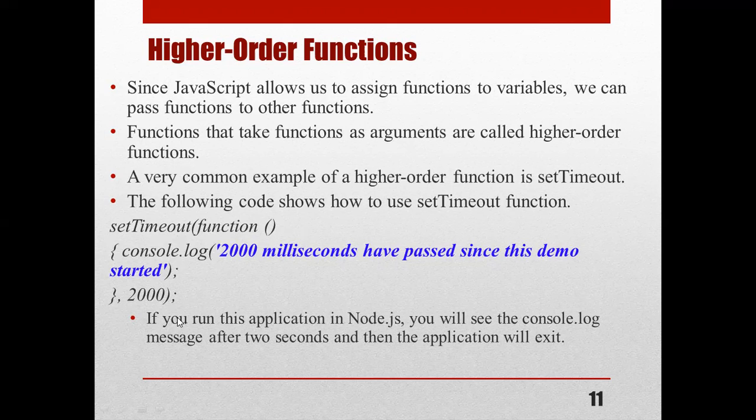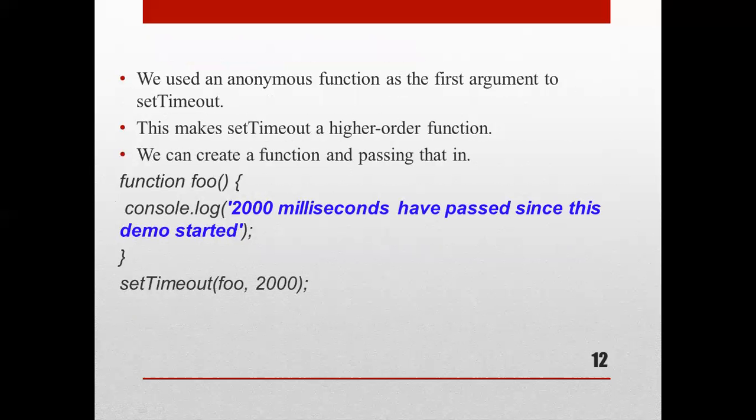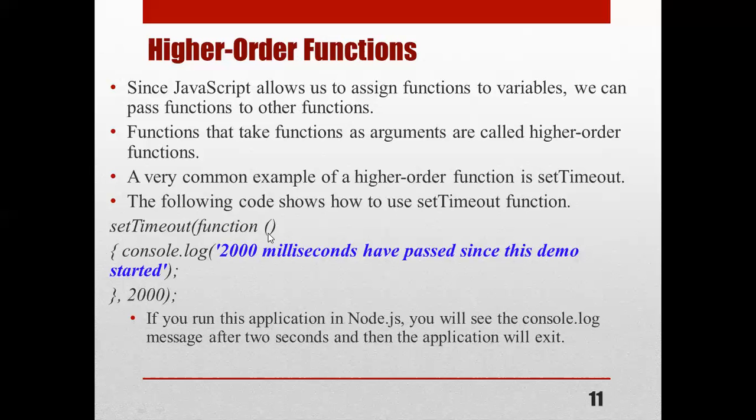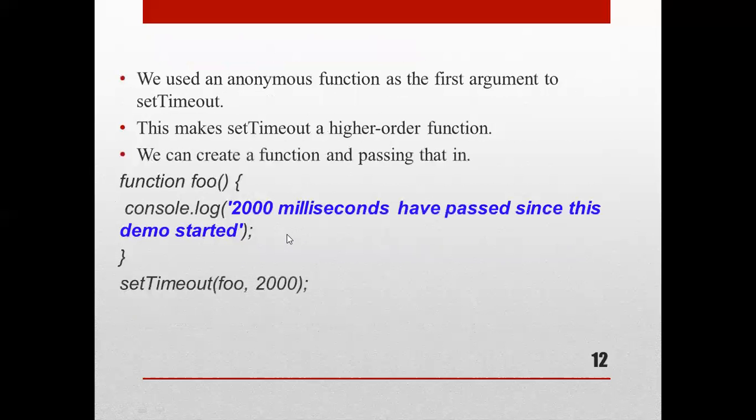If you run this application in Node.js, we will see this message after 2 seconds. This is the delay timeout time. So we have set the timeout with this message. This message is written inside that function, and we pass this function as an argument to another function. This is the higher order function. Here we use an anonymous function as the first argument to setTimeout, because this function does not have any name. This makes setTimeout a higher order function.